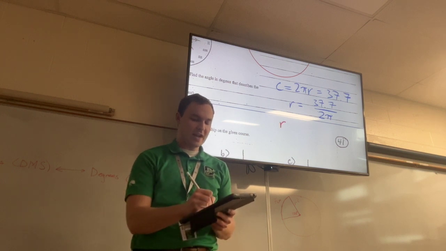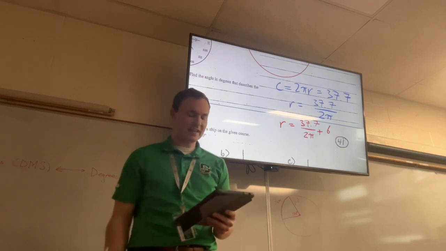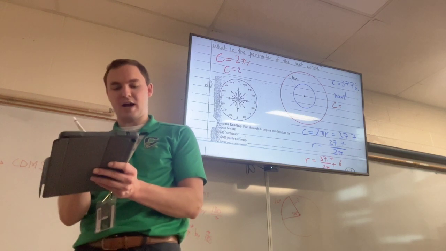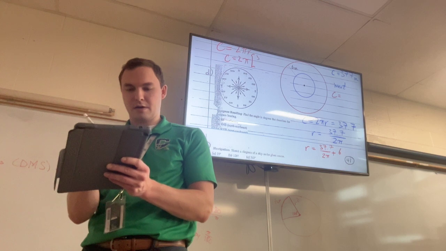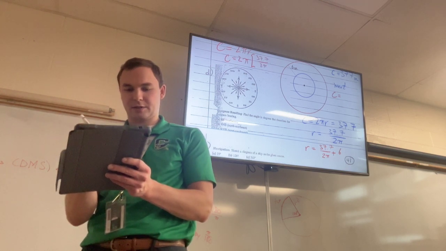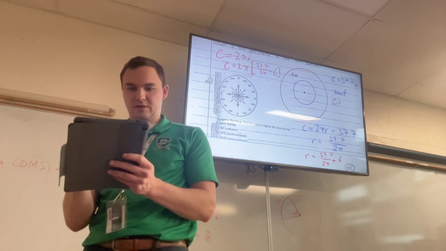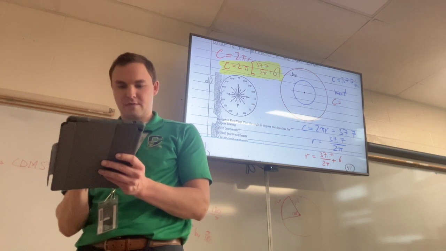So then the red radius is just going to be 37.7 over 2 pi plus 6. Just got to add 6 to that. Now we can get the circumference. It's going to be c equals 2 pi times the red radius, which is 37.7 over 2 pi plus 6. Just slap that in your calculator.